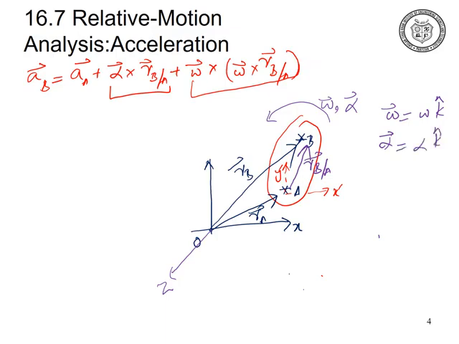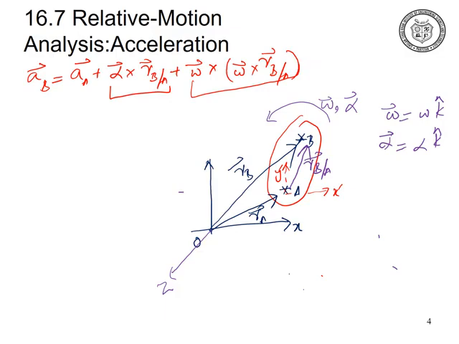Now the term here is alpha cross RB with respect to A. What is alpha? Let us say that alpha is basically coming out from the board. So on point A, the alpha will be out from the board, and RB is basically pointing from A and ending at B.